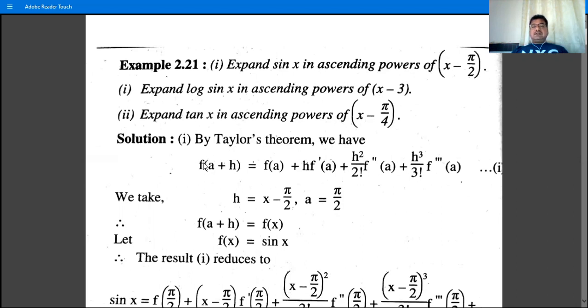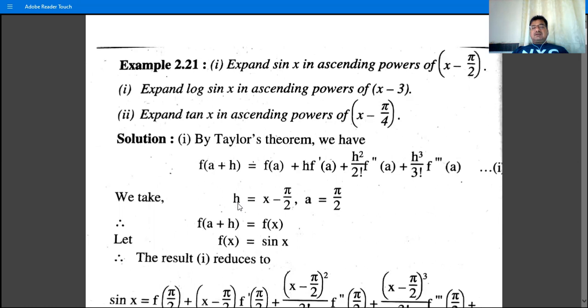So what is the Taylor's theorem? F of a plus h is equal to f of a plus h f dash a plus h square by 2 factorial f double dash a plus h cube by 3 factorial f triple dash a, and so on. So this is the Taylor's theorem. So take h as x minus pi by 2. If it is x plus pi by 2, then take h as x plus pi by 2.